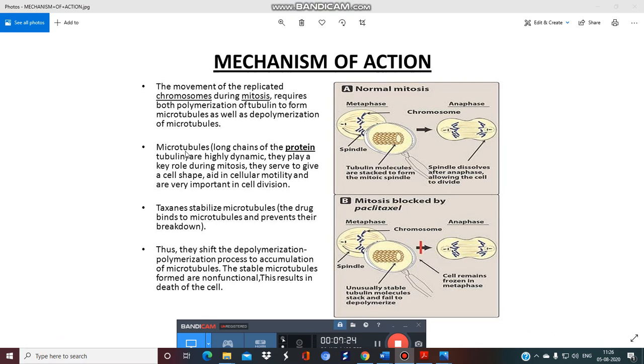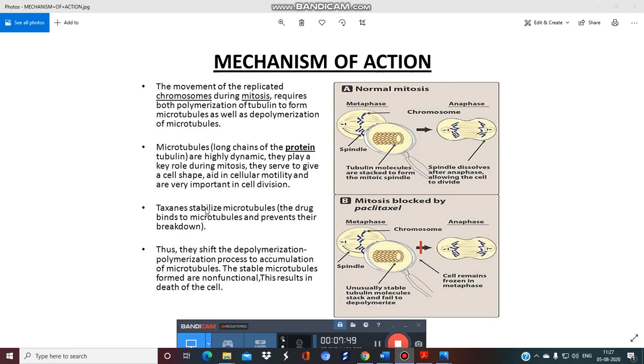See again the microtubules. Basically these are long chains of protein, that is tubulin, and they play a key role in mitosis. As we know, Taxol is a mitotic inhibitor. It acts in the mitosis phase. Microtubules serve to give a cell its shape and aid in cellular motility, and play a very crucial role in cell division.